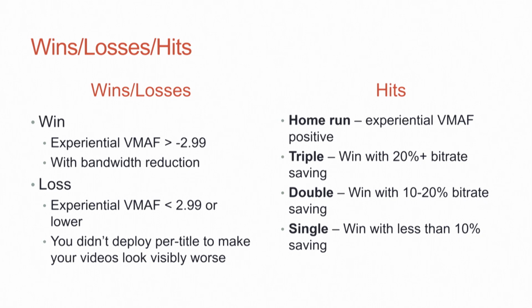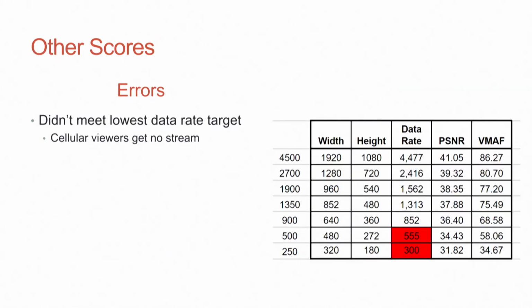And then a triple is a win, meaning experiential VMAF is -2.99 or higher with a 20% bit rate savings. A double is 10 to 20, and a single is 10. Okay, so these are just trying to find ways to differentiate technology.